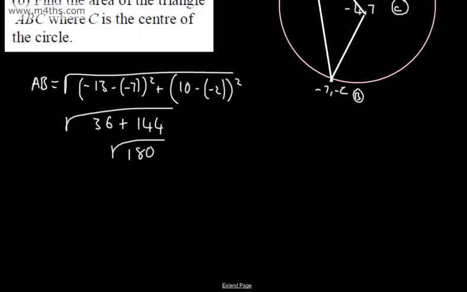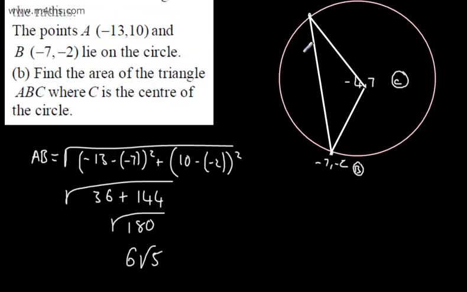We could simplify the square root of 180. What is that? 12 times 15. So what's that going to be? 6 root 5. 6 root 5 is 36 times 5. Yeah, 6 root 5. So that works out fine. Right, so this is this length right here. So that's the base of a triangle.